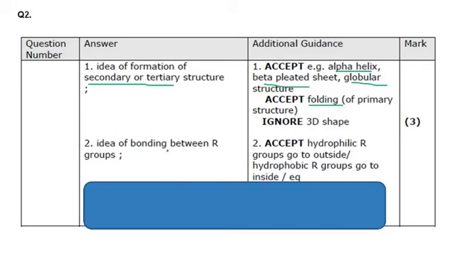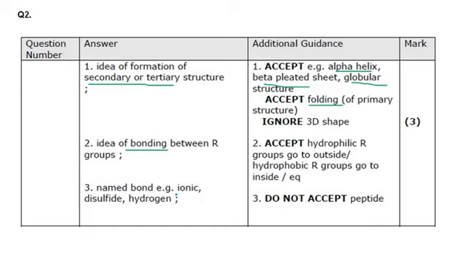After this, the idea of them being brought together is because the 2 R groups on the amino acids in that polypeptide chain are able to bond. And you could mention a few bonds and say that they're ionic, disulfide, or hydrogen in order to get your 3rd mark. I would like you to pause for a moment and think, why is peptide bond not accepted in this instance? So have a think.